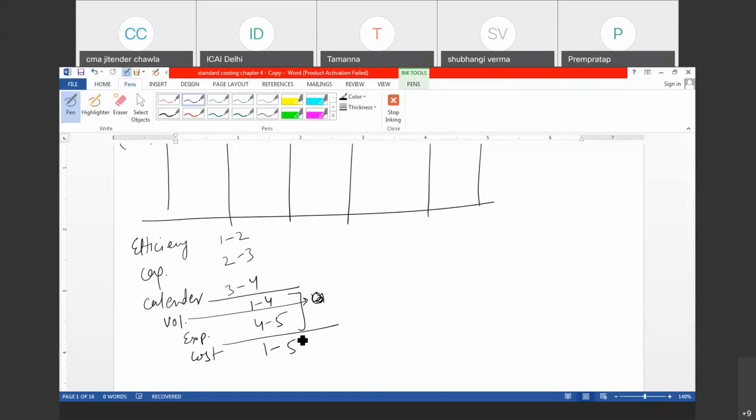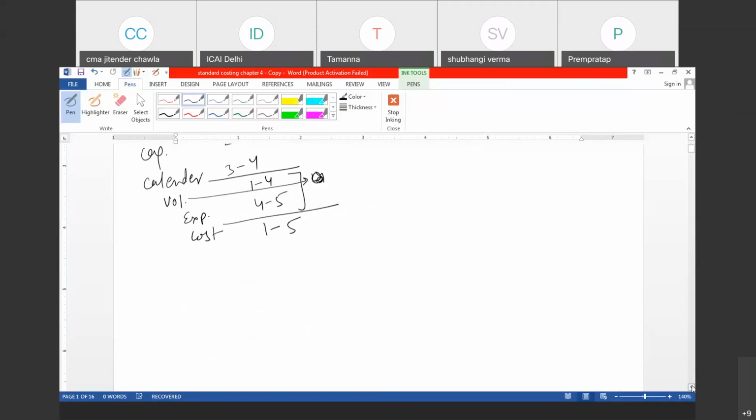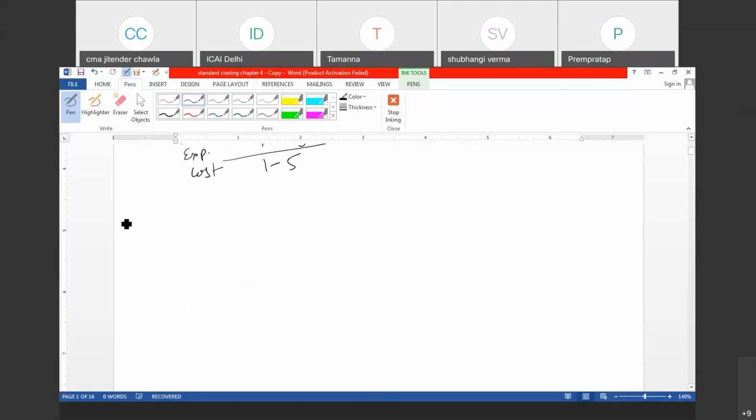Please reply. These are, this table is prepared on the basis of time. I want to prepare one more table, and this table will be based on not time, on the basis of output.